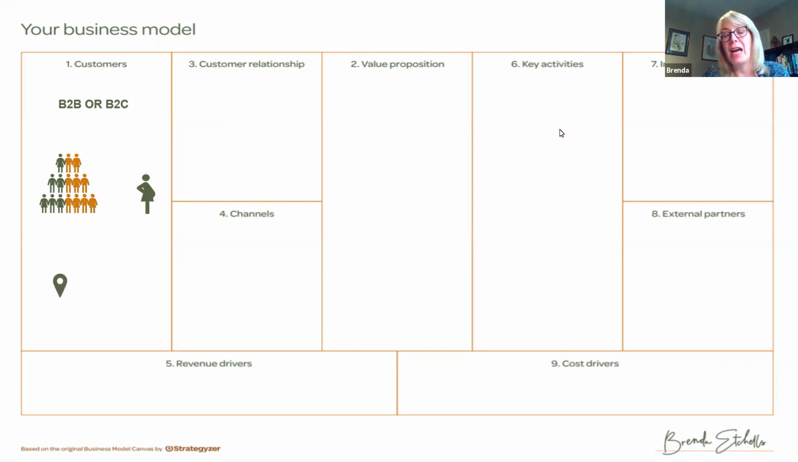Then you have to think about the locality. Are your customers local to you? So are they Leeds or West Yorkshire based? Can you go nationwide? Or in fact, is your product or service a global brand?